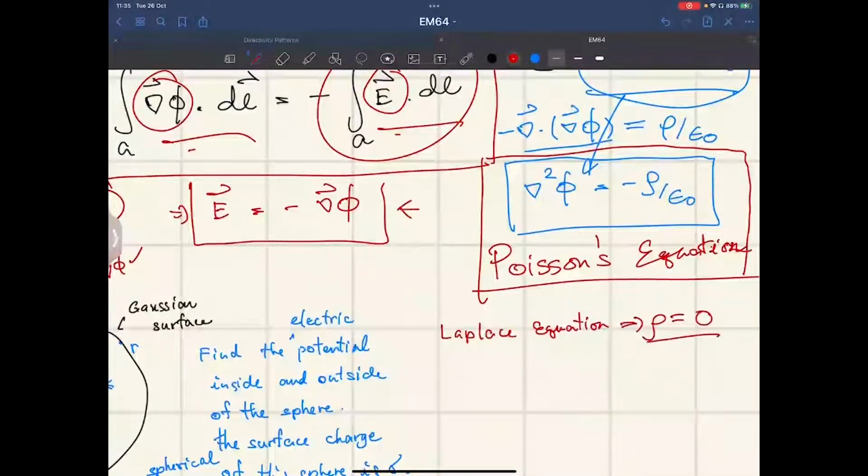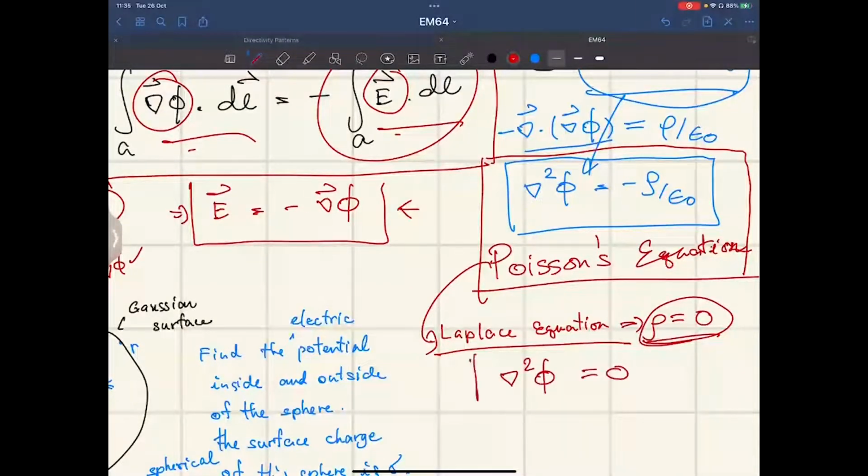When you see the charge density is 0, it means that in that space there is no charge. So it's a free space. There is nothing in that space. So Poisson equation will turn to Laplace equation when rho is equal to 0. That means this thing here. This thing is Laplace equation.